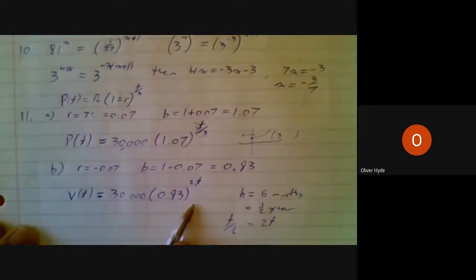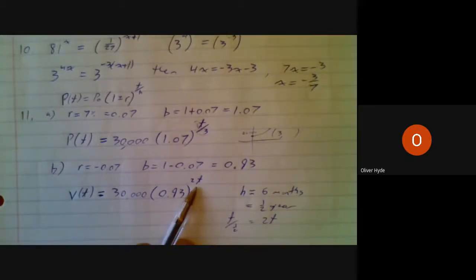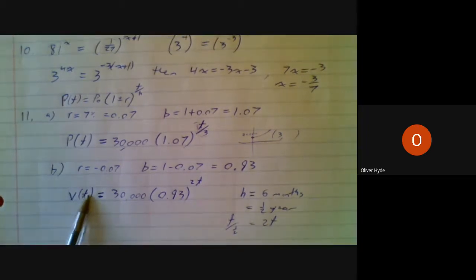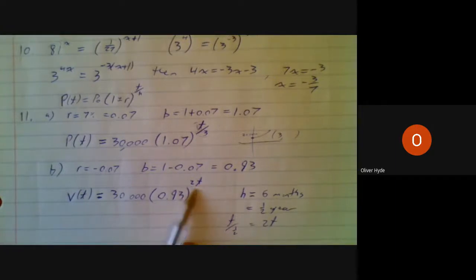Let's just try that out by substituting in a number. If we wait for 4 years and the car depreciates every 6 months, then in 4 years, it should have depreciated 8 times. V of 4 is going to be to the exponent 2 times 4, or 8. Looks good. You'll deal with more exponential relationships in advanced functions.